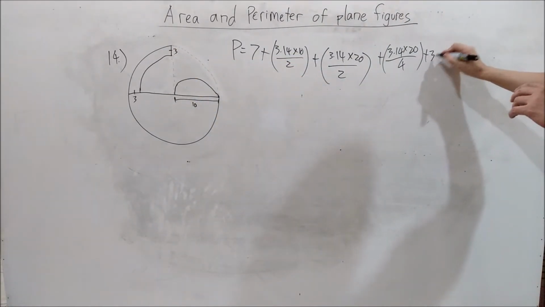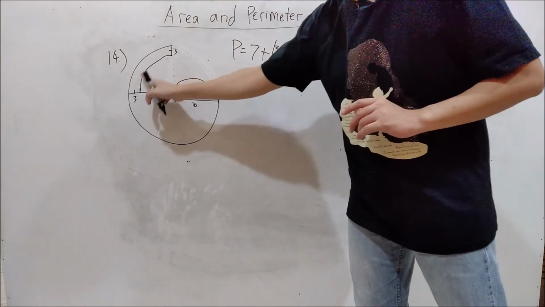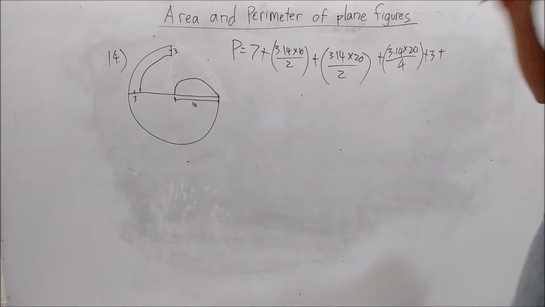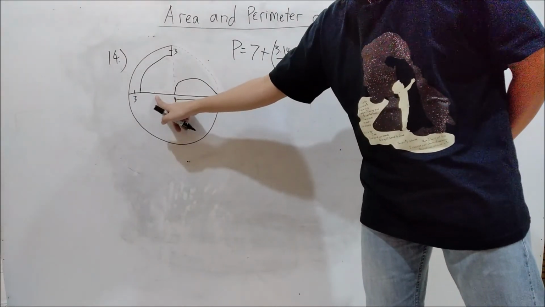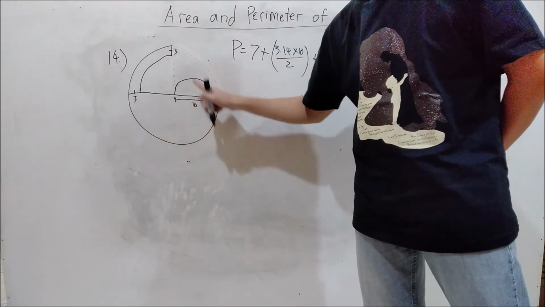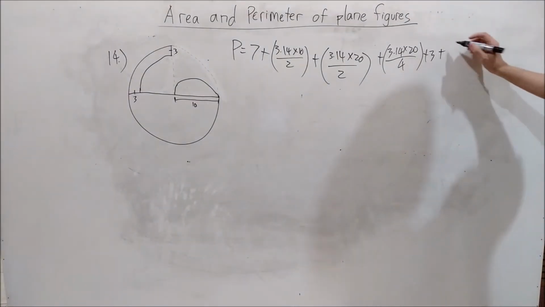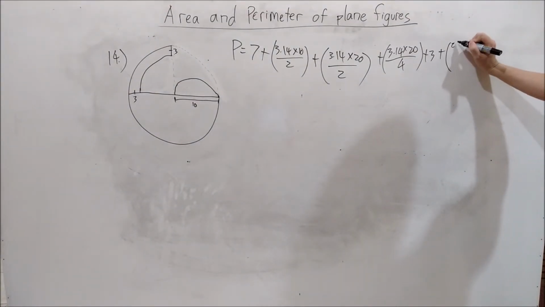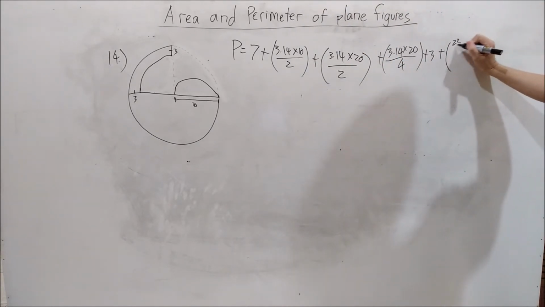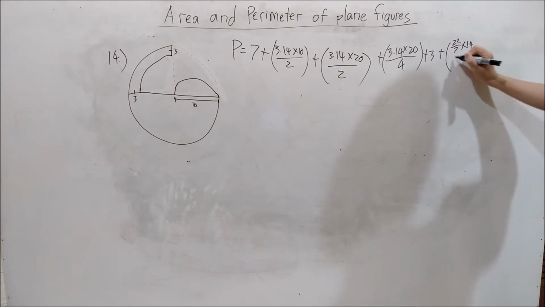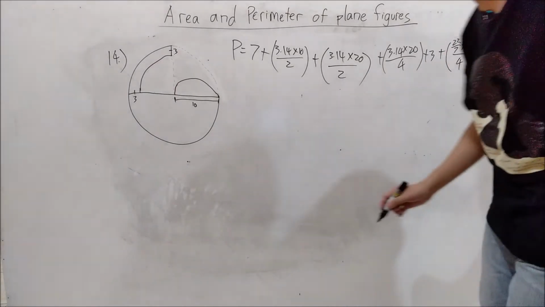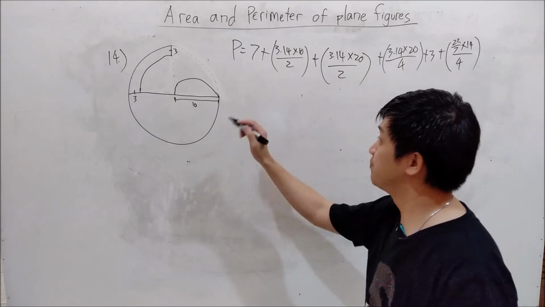And then the last one is the small quadrant. This radius is 7, right? So it will be 14. Assume that we had a circle here. The circle will have a diameter of 14, so for this one I will use 22/7 since the diameter is 14. So 22/7 times 14 divided by 4.